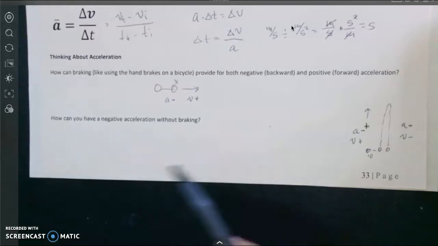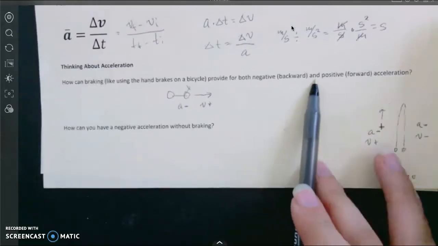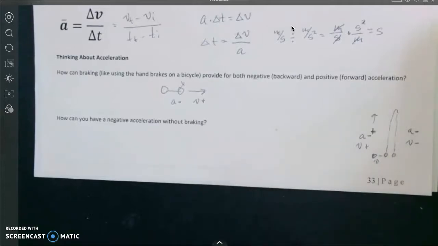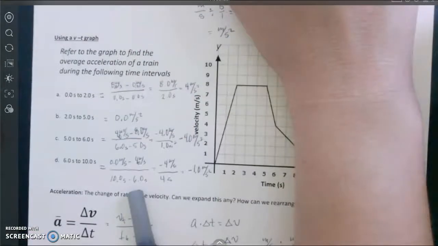Okay, so I want you to think through this positive forward acceleration side of this, come up with an answer, and then when you head back to the next video, we'll talk through it together.